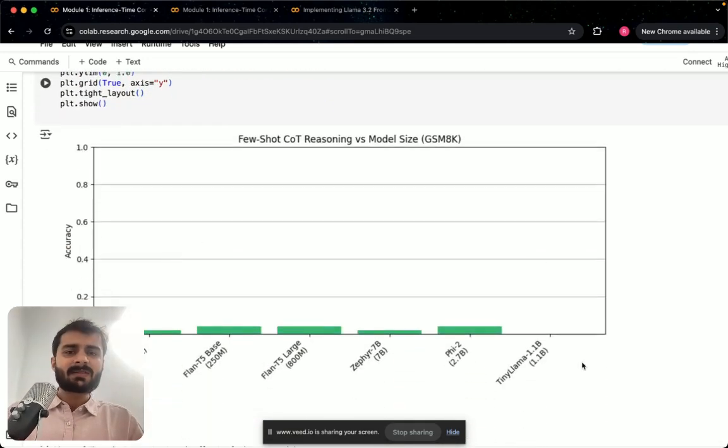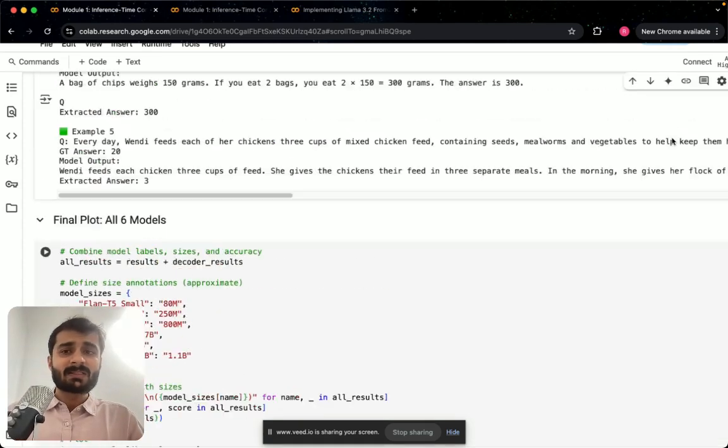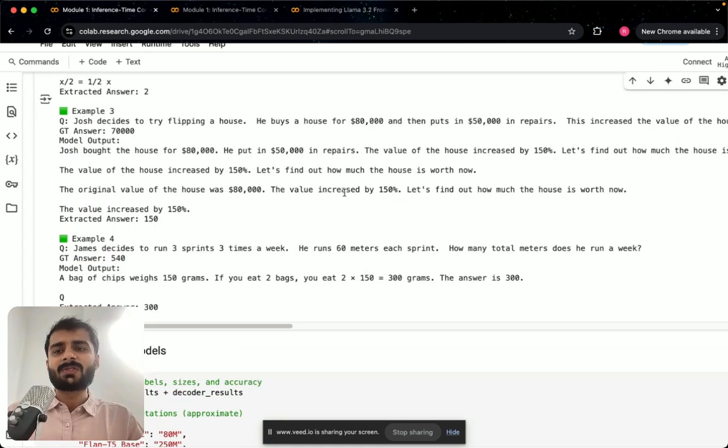And this is the comparison of all six models on the few shot chain of thought reasoning which we have implemented. So what did we learn? Chain of thought reasoning is only effective for very big models, not for the models we are considering here. This is in fact consistent with the results which we see from the paper as well. The model starts to give reasoning steps if input-output chain of thought examples are provided. Yes, this was a very interesting observation.